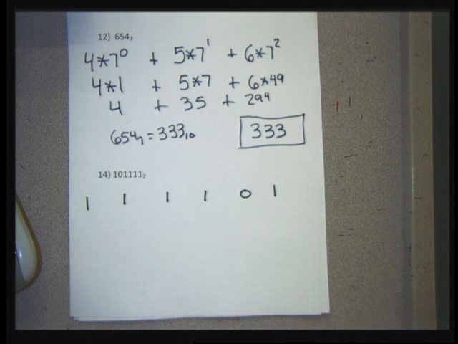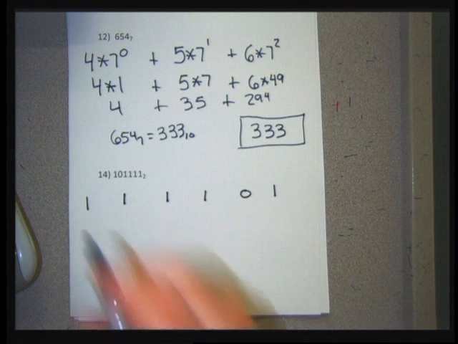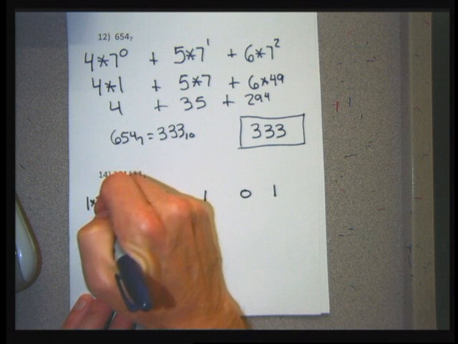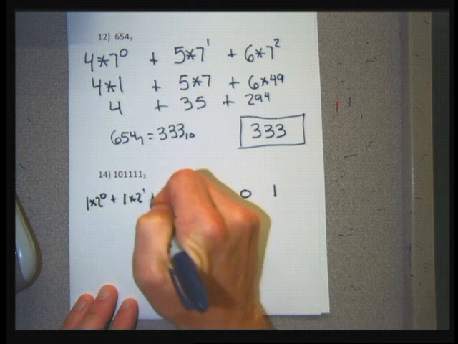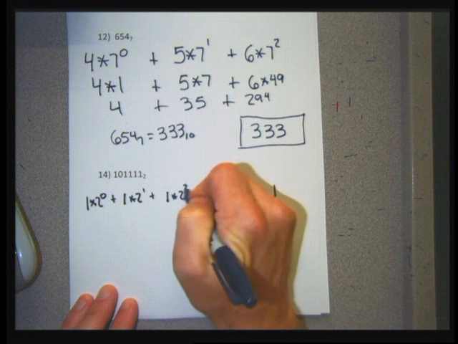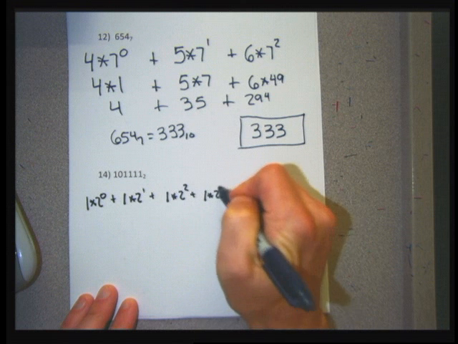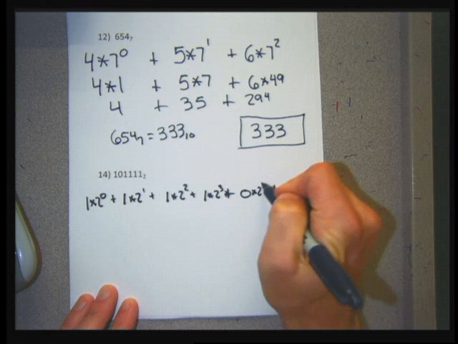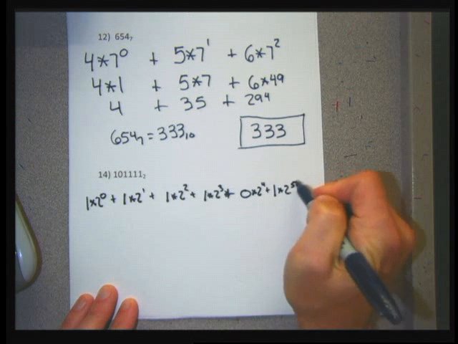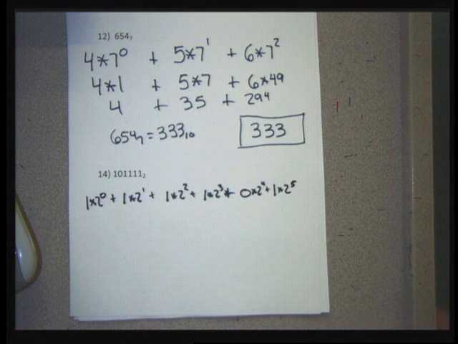To do problem 14, I'd start off writing the number in reverse. So I wrote 4 ones and 0, 1, and then multiply each by a power of 2, starting at 0 and just working your way up till you're done. So the problem that I need to solve is 1 times 2 to the 0 plus 1 times 2 to the 1 plus 1 times 2 squared plus 1 times 2 cubed plus 0 times 2 to the 4th plus 1 times 2 to the 5th.